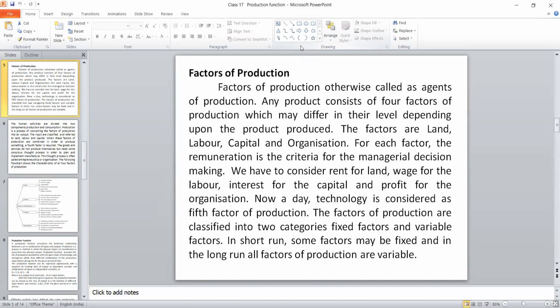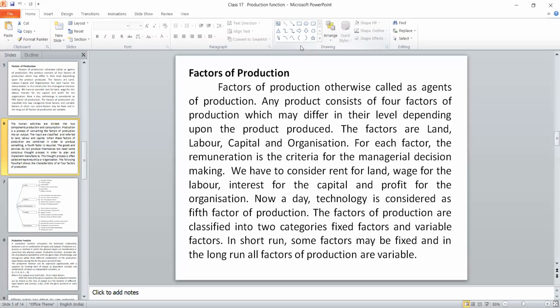The factors of production are classified into two categories. Some factors are fixed and some factors are variable. Which is a fixed factor? Land is a fixed factor. The other three are variable factors.